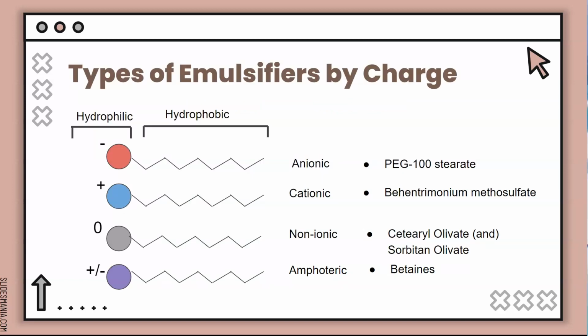Emulsifiers can also be classified according to their charge. Some can be classified as anionic because they have a negatively charged head and a hydrophobic tail. Hydrophobic means that it hates water, it dislikes water. Hydrophilic means that it loves water. Cationic emulsifiers have a positively charged head.